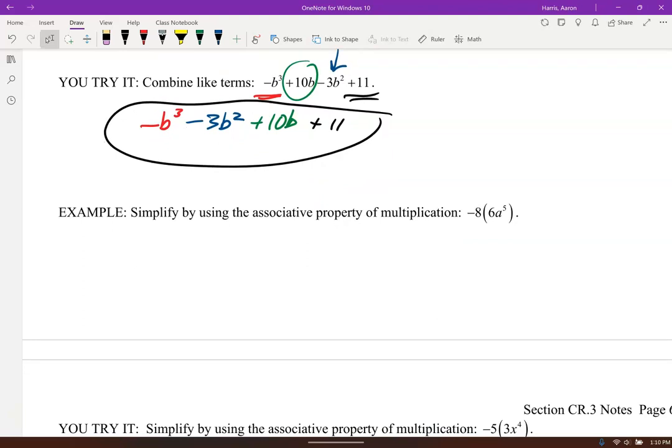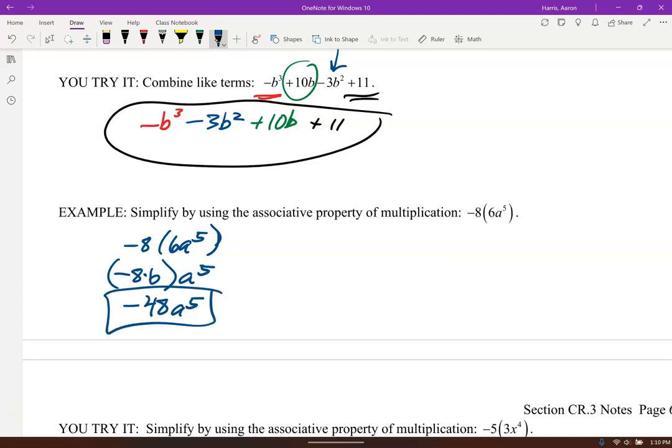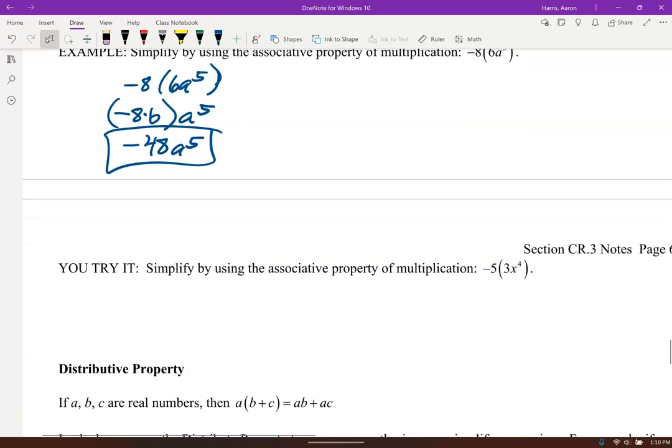Now, we can multiply anything. So let's go ahead and multiply this. The associative property says if -8 is being multiplied by 6a to the 5th, then I could go -8 times 6, and then a to the 5th. So -48, a to the 5th, right? So I can multiply those. Now, can you multiply these two? Absolutely. Multiply -5 times 3, -15, x to the 4. So adding and subtracting is where you have to have like terms, or with fractions, common denominators. Multiplication, you can always multiply, right?